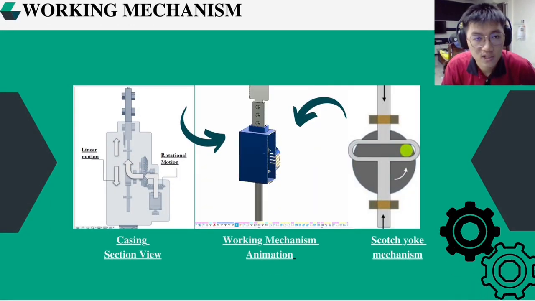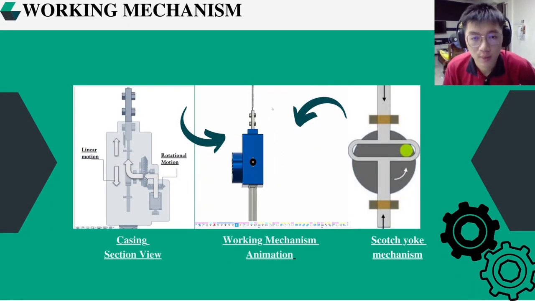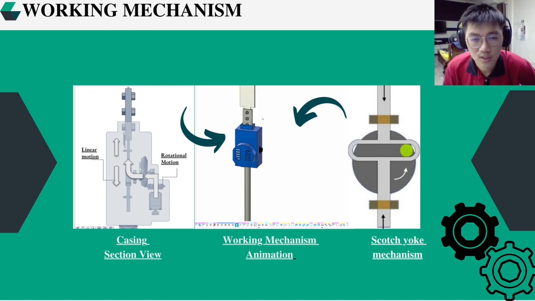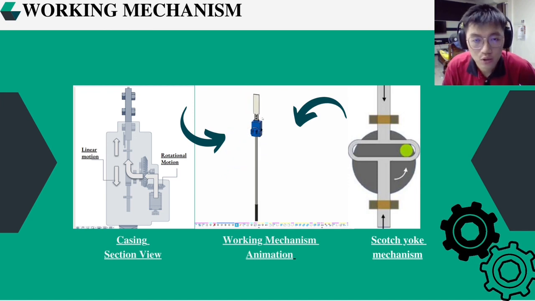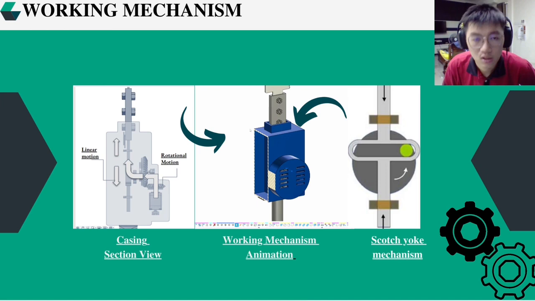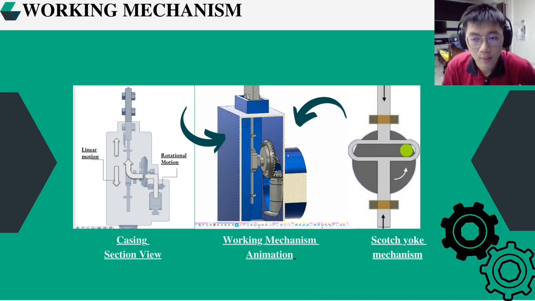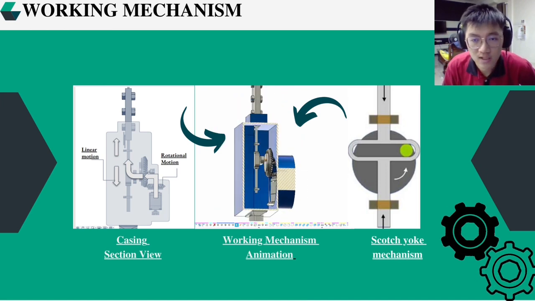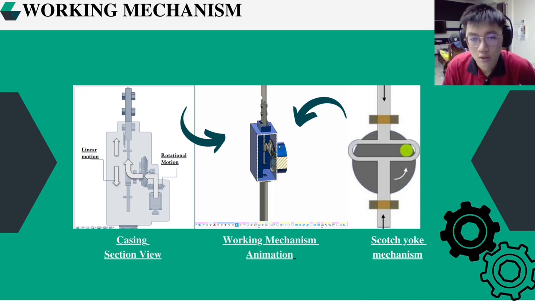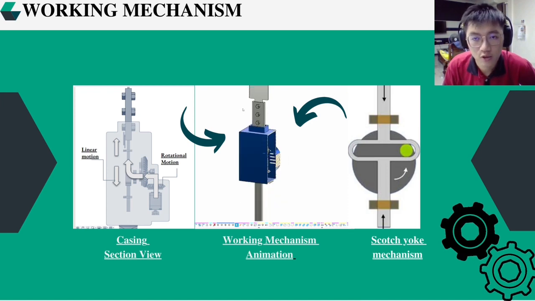Our motorized palm harvester has a very simple working mechanism where the motor will supply the power to the bevel gear, which converts the rotational motion into linear motion by using a mechanism called the Scotch yoke mechanism, as shown in the video, which will drive the blade to move and to achieve the cutting operation.